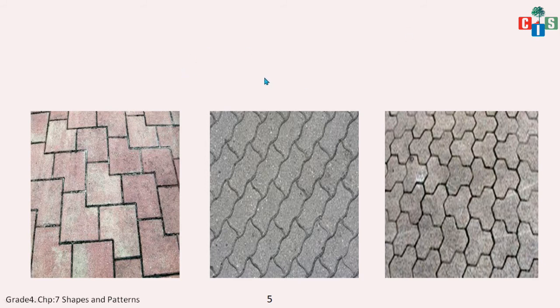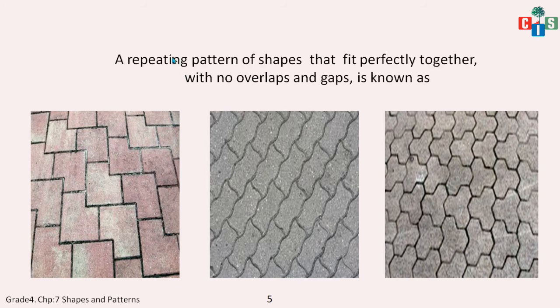Okay. Now what's the definition of tessellation? A repeating pattern of shapes that fit perfectly together, that is, fitting together perfectly with no overlaps and gaps. Overlap means one is not climbing over the other. There is no overlap and there are no gaps also. Then it is known as tessellation. It is known as tessellation. Means the shape should fit properly. Okay, there should be no overlap and gap.